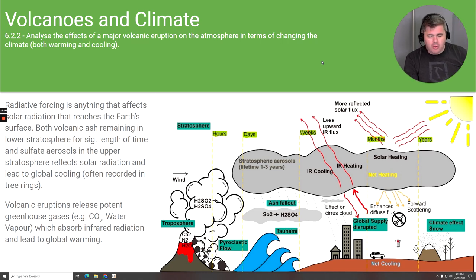Volcanic eruptions release potent greenhouse gases, which absorb infrared radiation and lead to global warming. So, a volcanic eruption can cause either cooling or warming. It depends upon its composition. All right? No two volcanoes are exactly alike, and as such, no two impacts that they have are exactly alike.